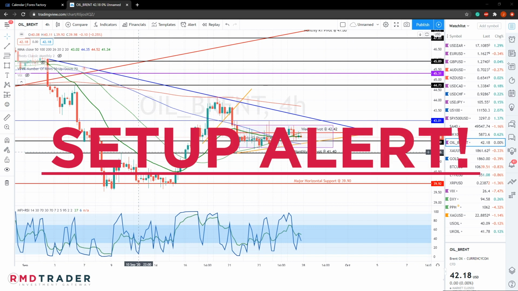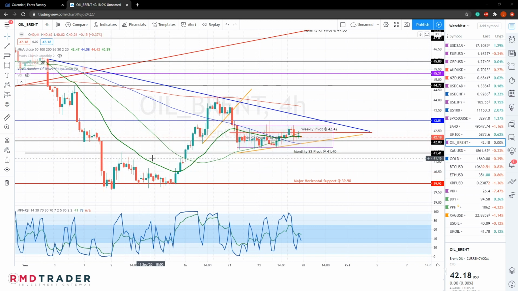And the breakout levels to watch would be either a break below the monthly S2 at 41.40 or this horizontal resistance at $43. If it closes below this 4-hour 100 SMA, this is the blue line that we can see moving down here, and also currently on this lower diagonal, that could potentially signal an early bearish break, and that can then take us towards support, being a conservative target.